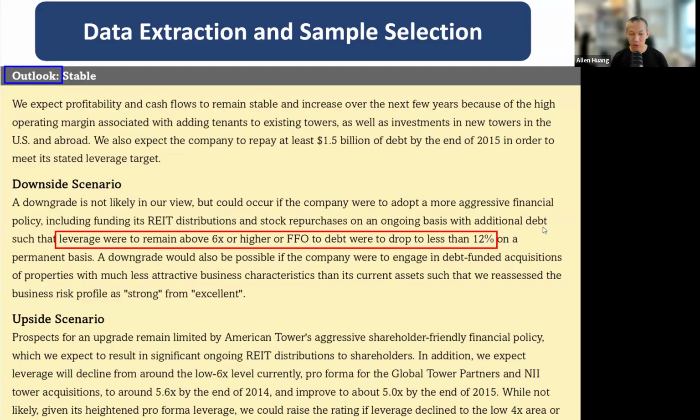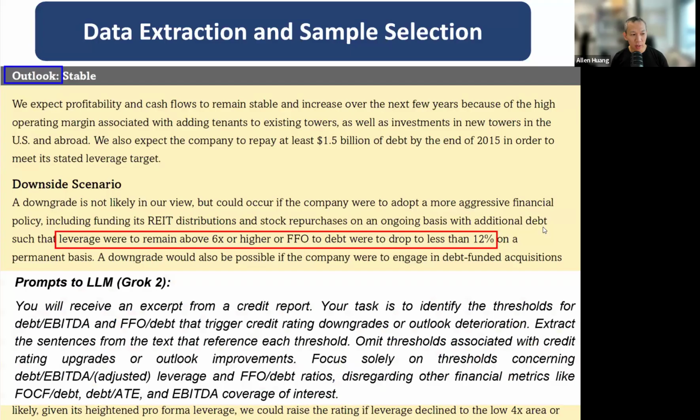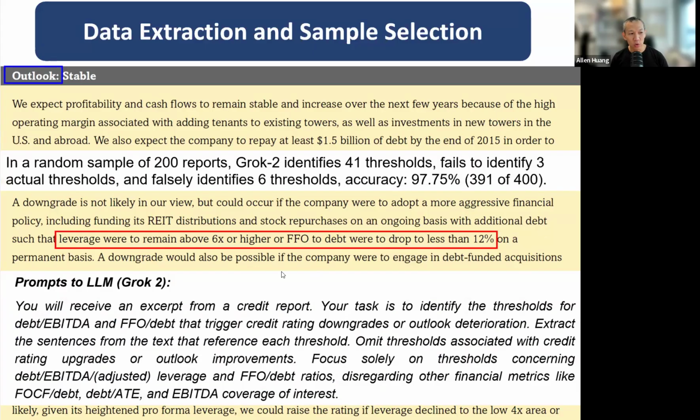Now, in our study, we use a large language model, Grok 2, and we asked Grok 2 to extract these ratios from the thresholds in the downside scenarios. We also try to validate that measure by choosing a random sample of 200 reports, and we found that Grok 2 was able to achieve about 98% accuracy in extracting the correct downside thresholds of these ratios.